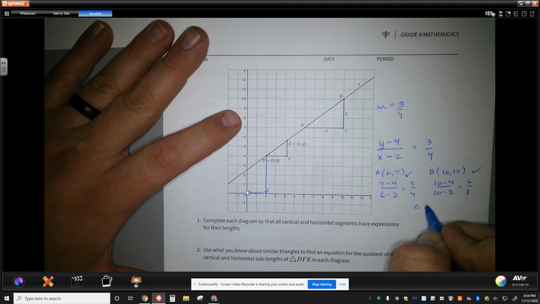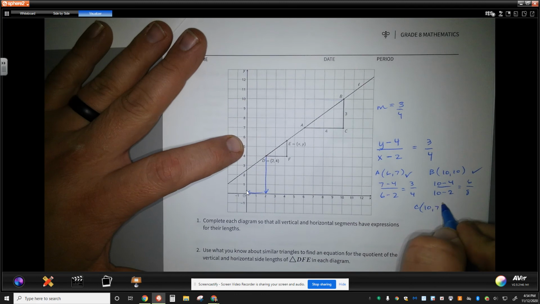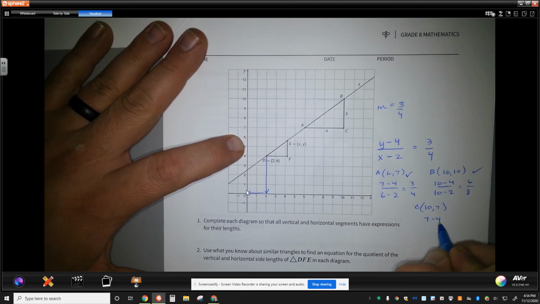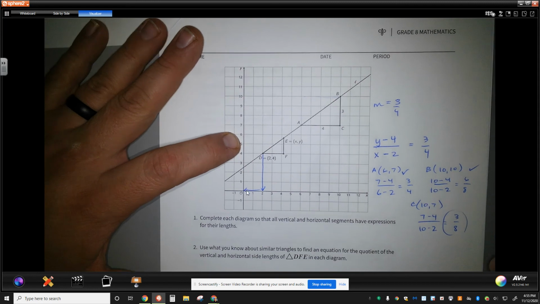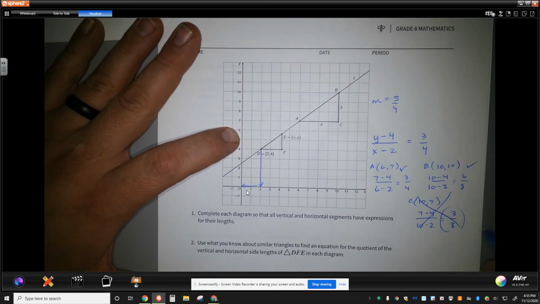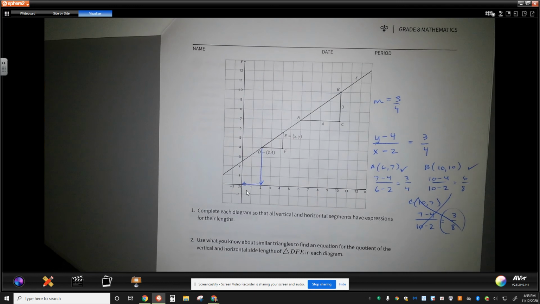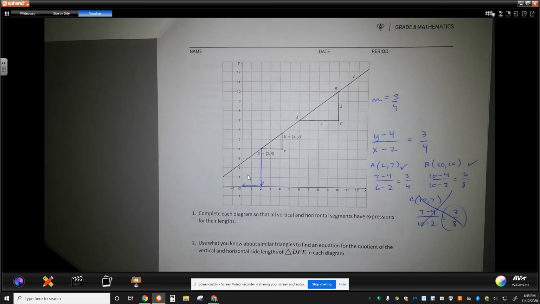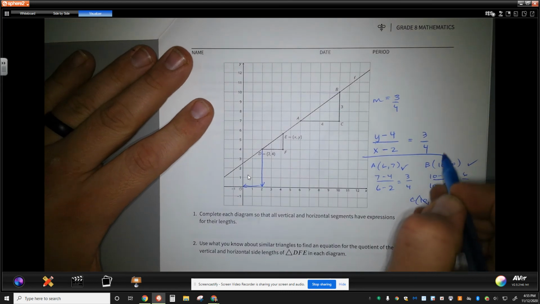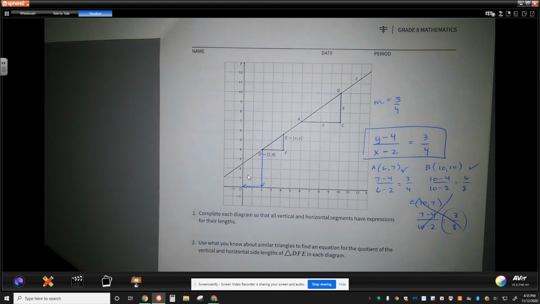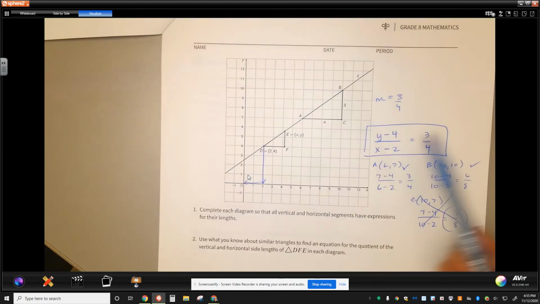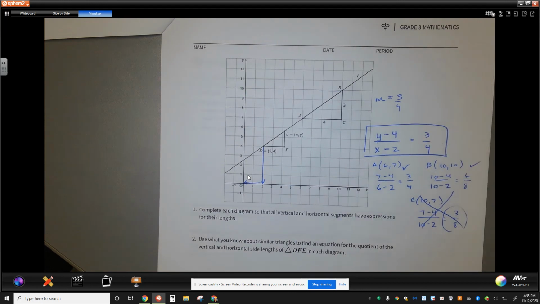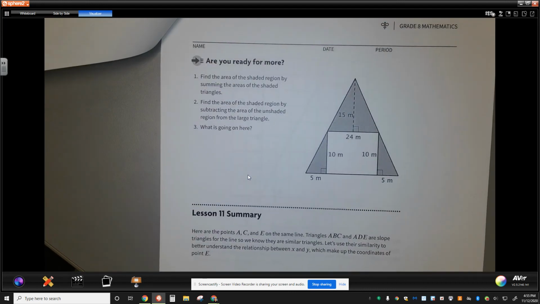And again, if we look at letter C, which is at 10, 7, we want to take 7 minus 4 divided by 10 minus 2, which will give us 3/8. Again, not our correct value. That's not equal to 3/4 or our slope, so C is not a part of it. As you can see, we can see the rule that we wrote right here, and if we don't follow that rule, then those points are not on the line. In order to be on the line, we have to follow the rule that we wrote, and that rule is going to tell us that we're translating that line down just a couple of units.